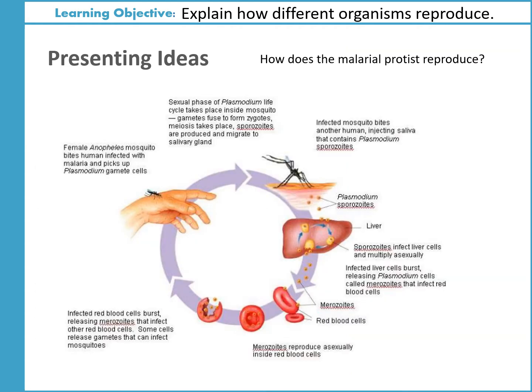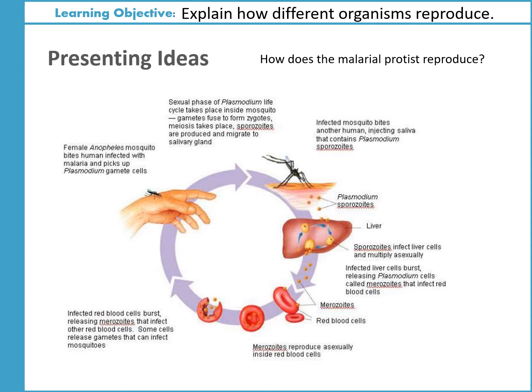So this is the life cycle of Plasmodium, which is the protist, a parasite which causes malaria. It spends part of its life cycle in the mosquito and part of its life cycle in the human. You don't need to remember all of these complicated words. I'm just going to talk you briefly through the life cycle, and it is enough for you to know that it uses both asexual reproduction and sexual reproduction in its life cycle.